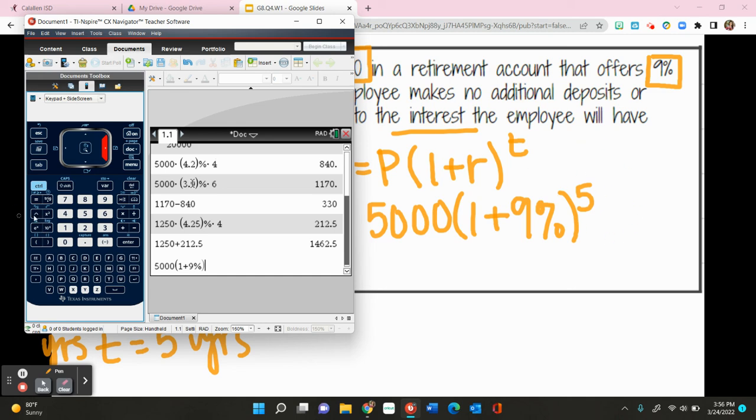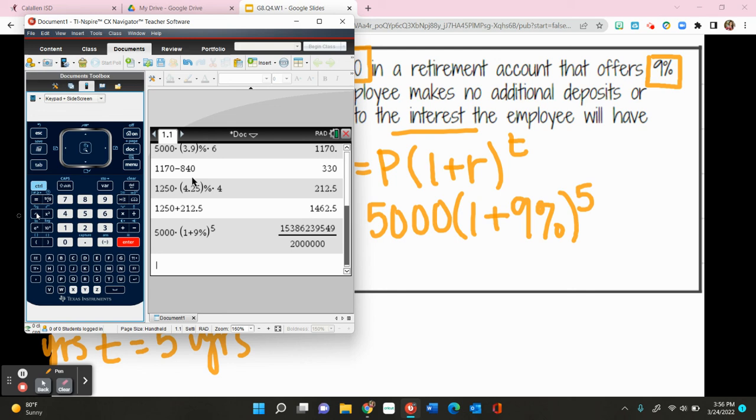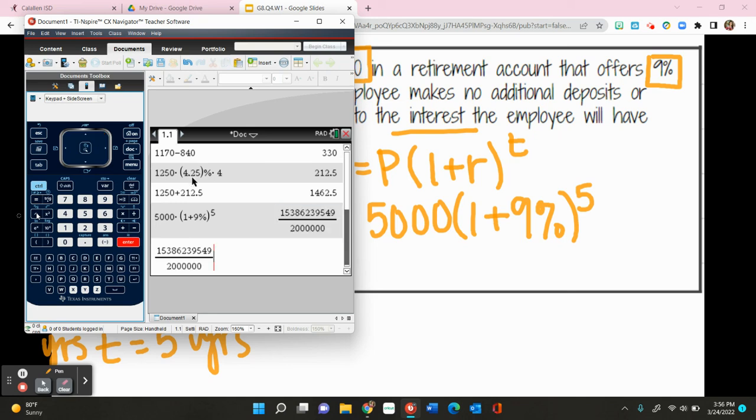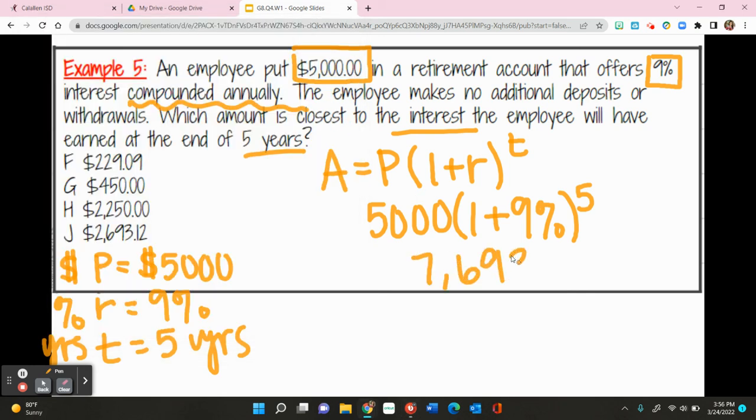So again, you're going to need to hit the caret top, which is below the equal sign or right next to x squared, 5. When you press enter, again, you'll get a decimal. Either you can press menu 2-1 or you can press up, highlight the fraction, and then go and put a decimal point in the denominator. Pressing enter, you'll see that the account balance is going to be $7,693.12.